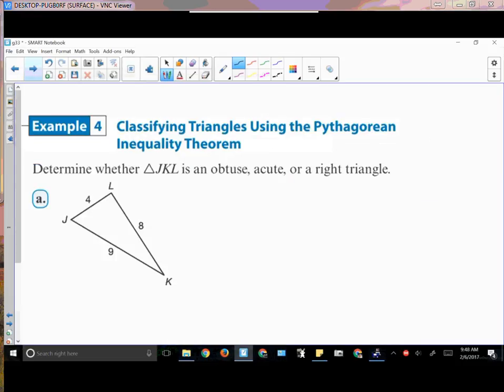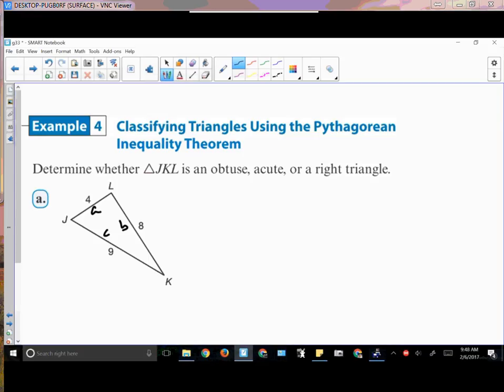So, let's give this a try. I want to know what kind of a triangle this is. So, the two smaller sides appear to be 4 and 8. I'm going to call that A, I'm going to call that B, and I'm going to call that C. Because if it was a right triangle, the two smaller sides make up the right angle. Yes or no?